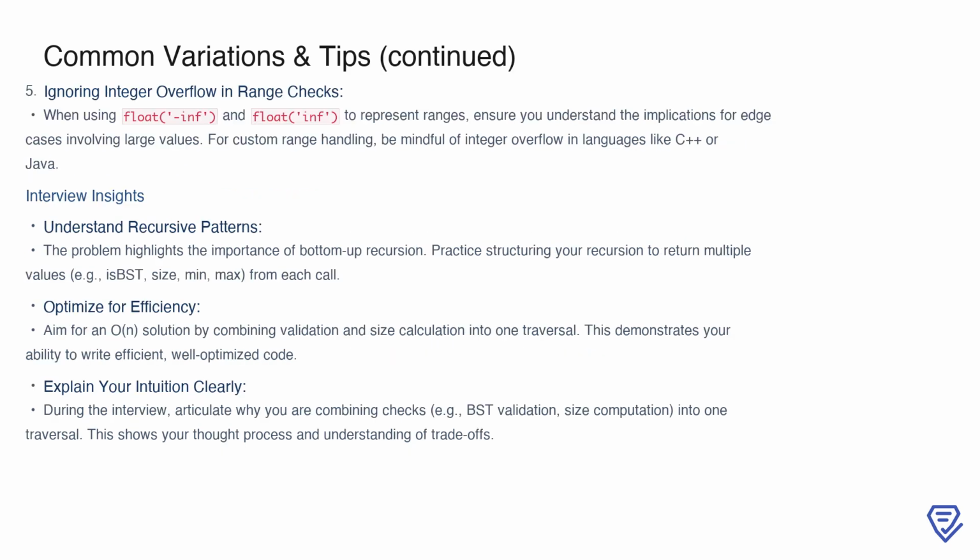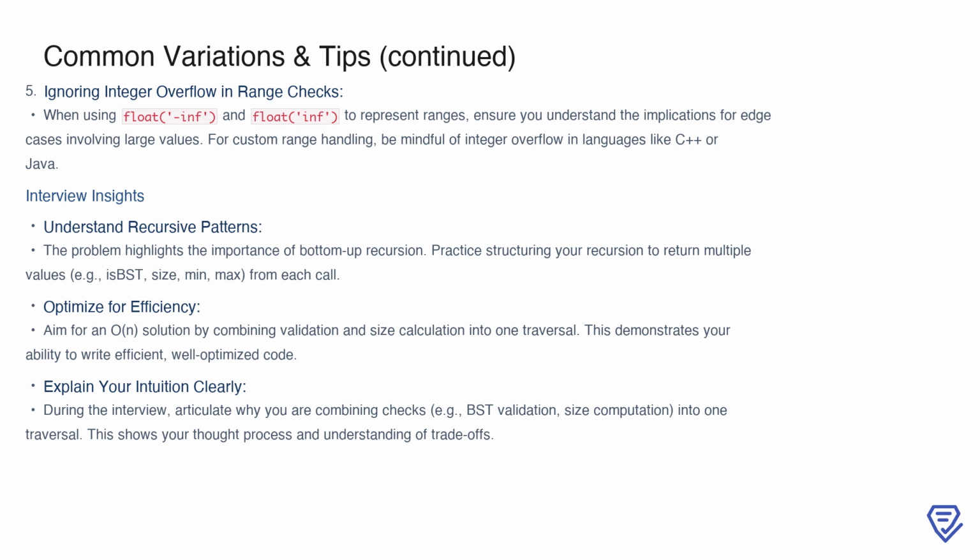Now, let's talk about a few more considerations and insights. Ignoring integer overflow and range checks can be a subtle but critical issue, especially in languages like C++ or Java. While using float('-inf') and float('inf') for ranges works in many cases, you should be cautious when dealing with edge cases involving very large values. If you're implementing custom range handling, make sure to account for the possibility of overflow.